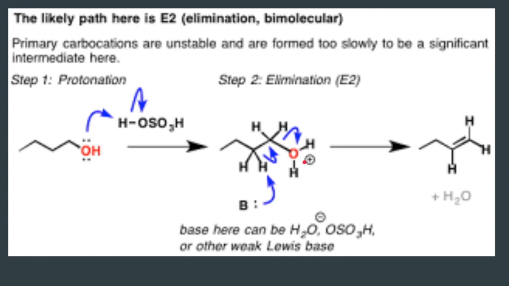Once the water molecule leaves, since it is no longer there, we have to fill the gap. So an alkene is going to form, and this is how the E2 mechanism happens for primary alcohols. There's no carbocation intermediate. It is simply a leaving group and a base. The base will form the alkene.